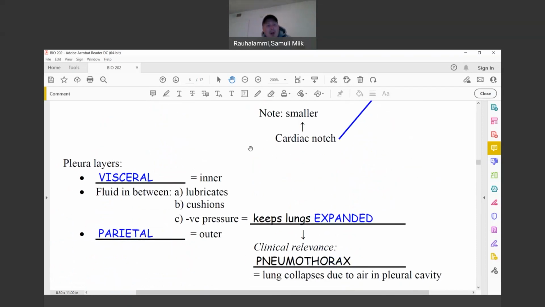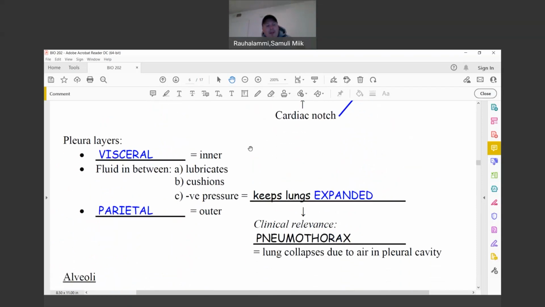Remember, lungs were enclosed within the pleural layers. So we've got our visceral layer and parietal layer, visceral being the innermost and parietal outermost. There's going to be fluid in between the two, helping to slide these layers past each other, add to that cushioning function, and most importantly, generate that negative pressure that keeps pulling the lungs expanded within the chest cavity. So that's why if there was a puncture to the chest cavity, we could have a lung collapsing.